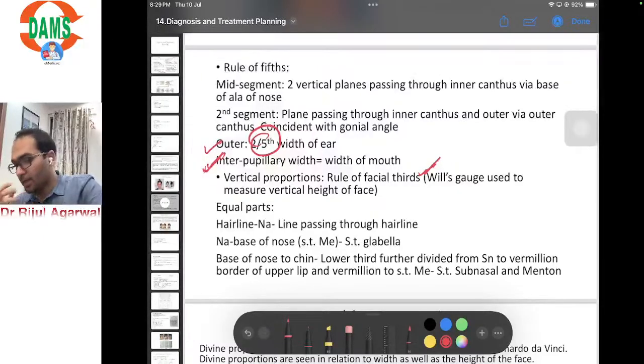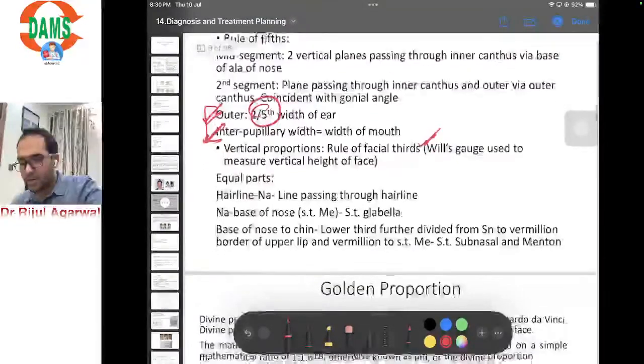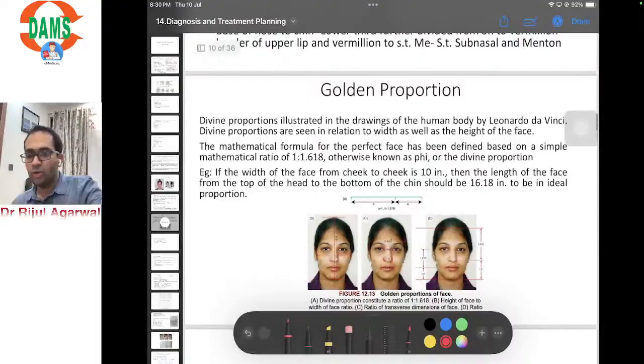Okay, so again, as I said, what is important for your MCQ exam? Rule of fifth, from where the lines are passing, landmarks, and next these 2 parts. I hope this much is clear. Moving ahead to golden proportion.